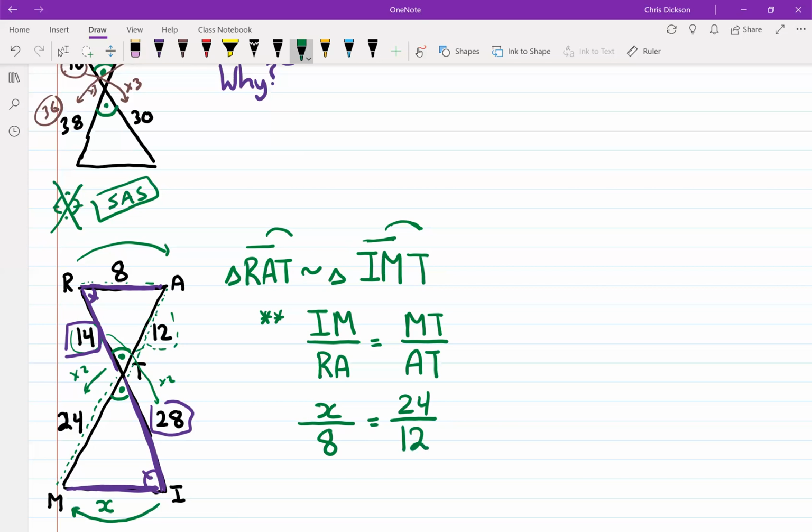So we know this would be, just draw an arrow up here. I know this would be X over 8 is equal to 24 divided by 12, which is 2. And now to solve for this, we would times both sides by 8. 8s would cancel, and we would get x is equal to 2 times 8, which is 16.